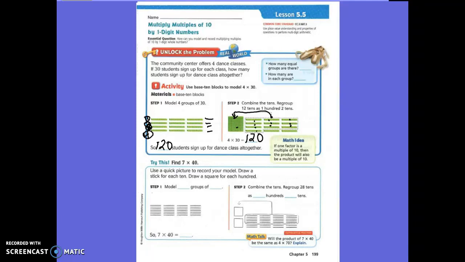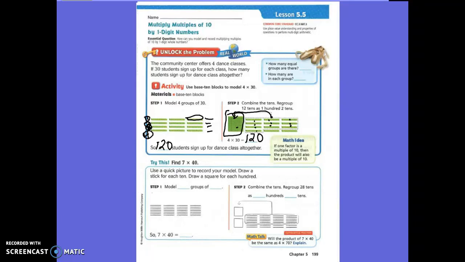So let's try 7 times 40 this time. We'll use a quick picture. Use a quick picture to record your model. Draw a stick for each 10. So instead of drawing little things that have 10 in each, you're just going to draw a stick. Okay? And then draw a square for 100 because the 100 thing is a square. The 10s are like a stick, right? Okay. So they're drawing the stick for you.